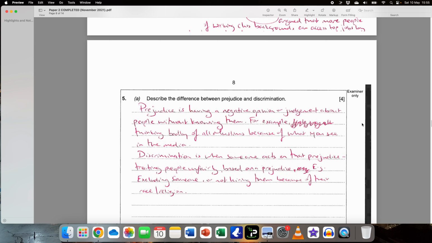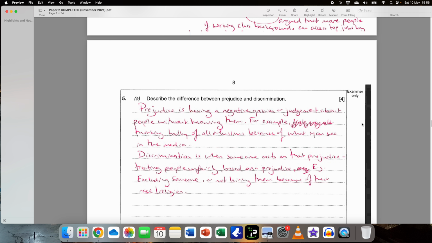Now, next one I don't think is in the revision booklet either, but it's quite important. So you might want to write this in your revision booklet for revision. 5A, describe the difference between prejudice and discrimination. Prejudice is having a negative opinion or judgment about people without knowing them. For example, thinking badly of all Muslims because of what you see in the media. So prejudice is having a bad opinion or judging someone, but you don't know them.